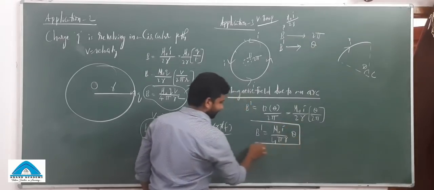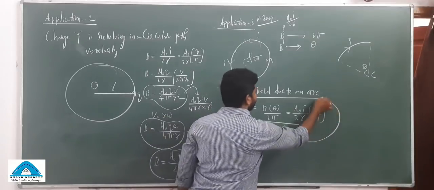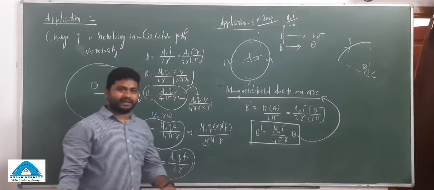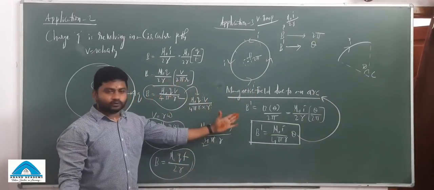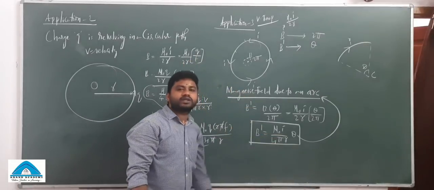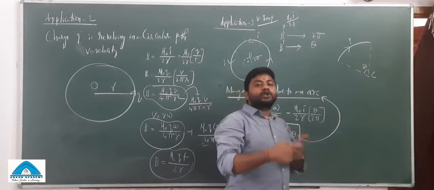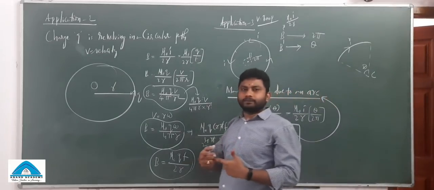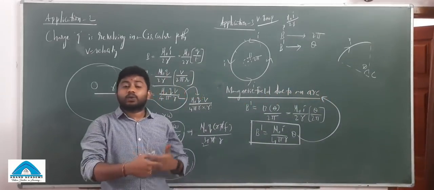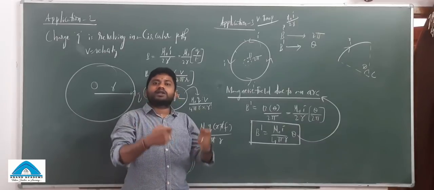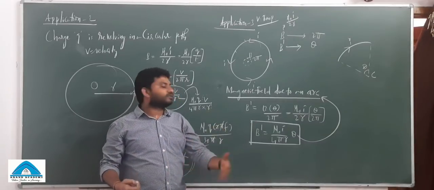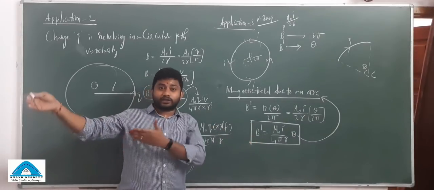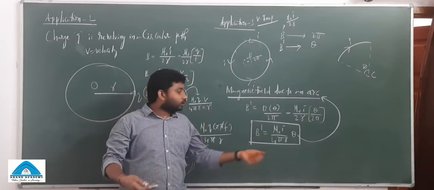Look at this. This is the magnetic field due to an arc. The most important application for today's session is this one: mu naught I by 4 pi R into theta. We will be solving many numericals on this application. Time to time, we will not be deriving it once again. When the numerical is there, we will write the formula as it is and solve the question, right? Again and again, we are not going to derive it.